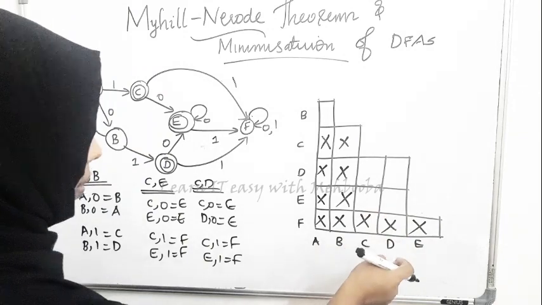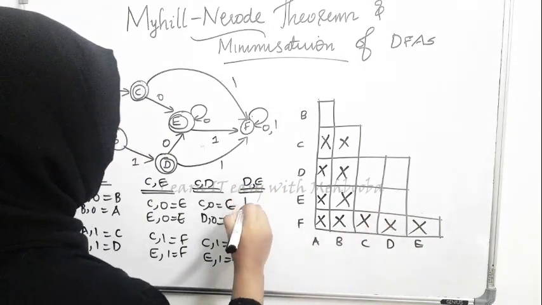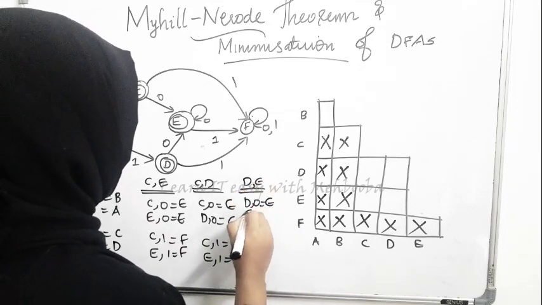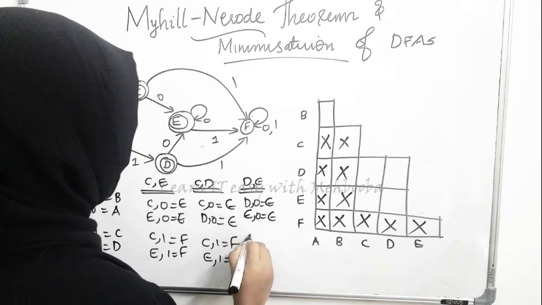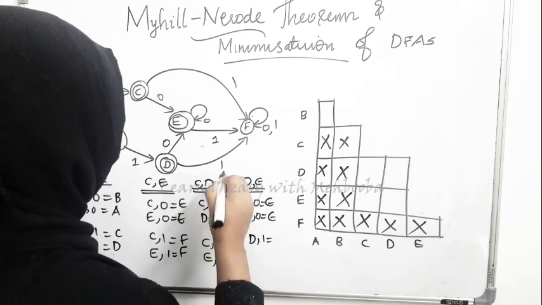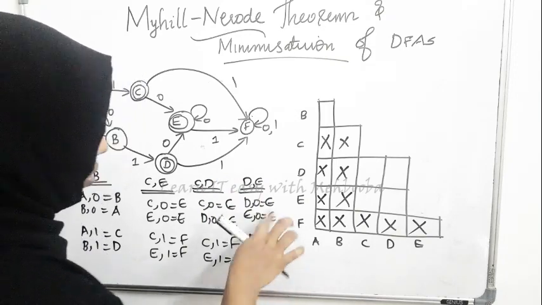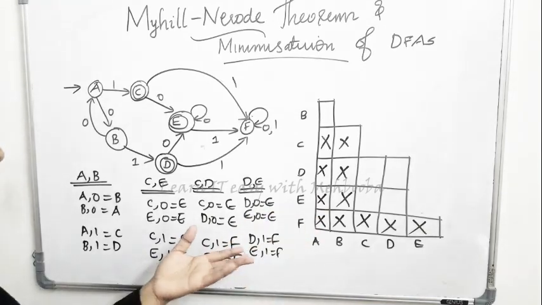Now the next unmarked pair is DE. Again D on 0 gives you E, E on 0 gives you itself. Now D on 1 gives you F and E on 1 gives you F. This pair EE is not here, FF is not here, so you definitely can't mark it.